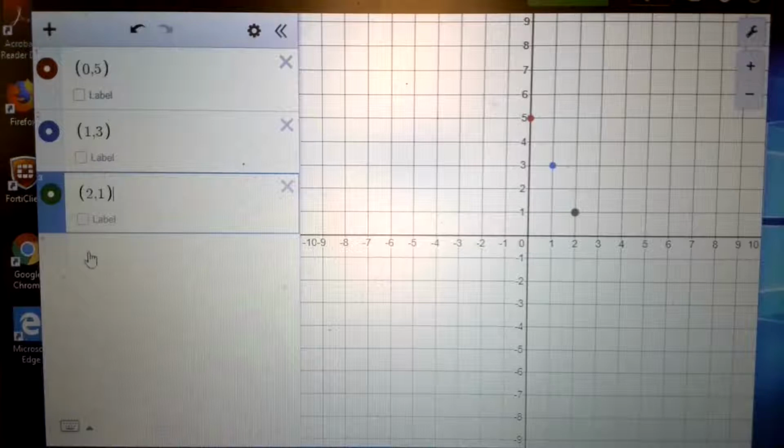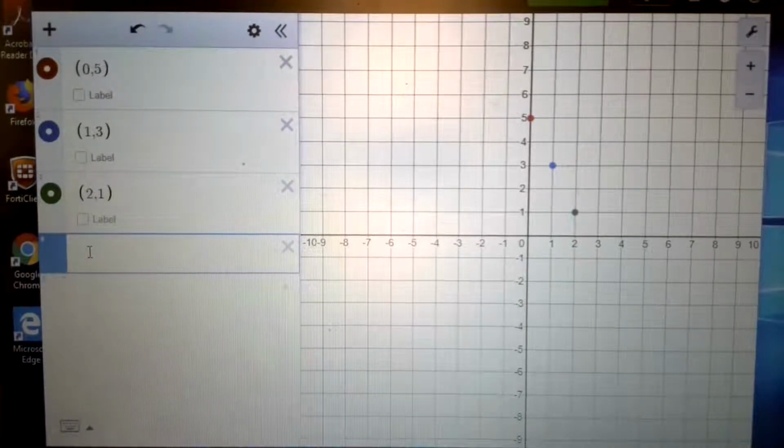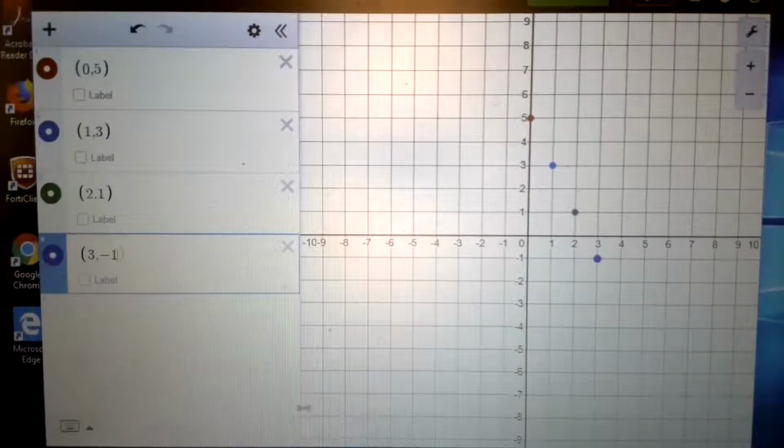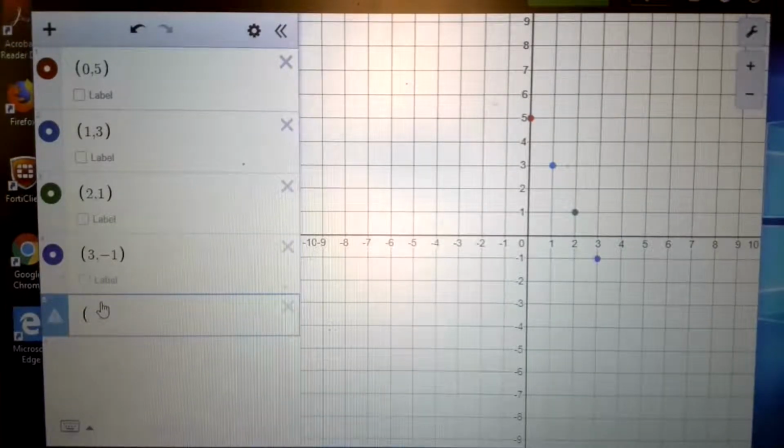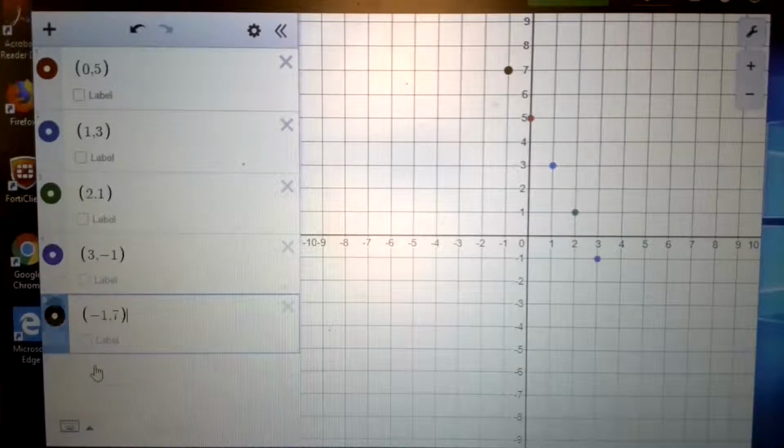Then we have 3, negative 1. And finally, I have negative 1, 7, which I guess we can see. That'll be, first of all, 3, negative 1 in quadrant 4. Negative 1, 7 is up here in quadrant 2. So it certainly appears as if all of these points lie on a straight line. So if I were actually to graph this line, you'll see it will indeed go through those points.